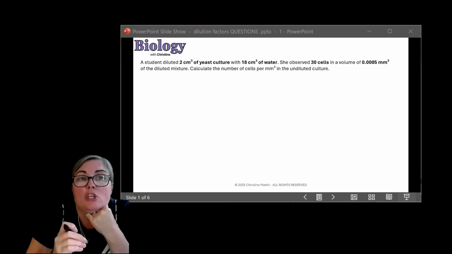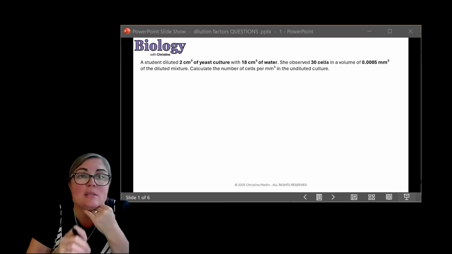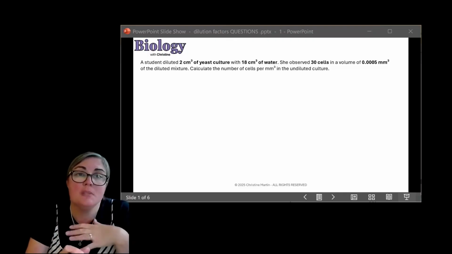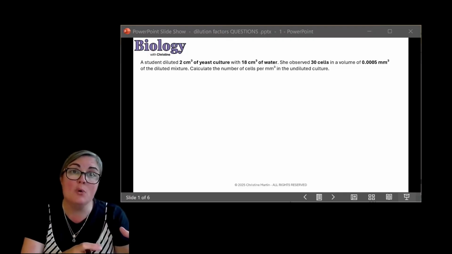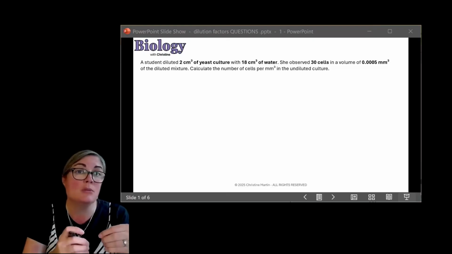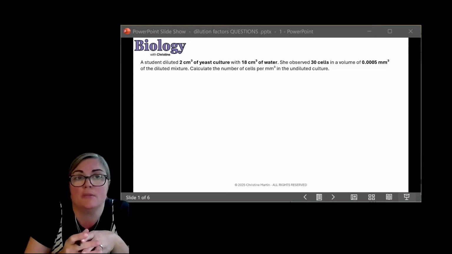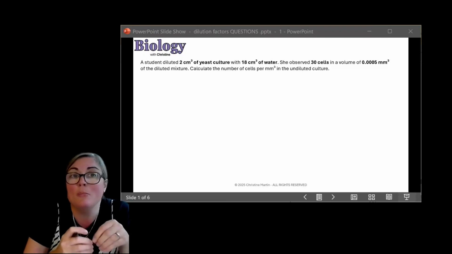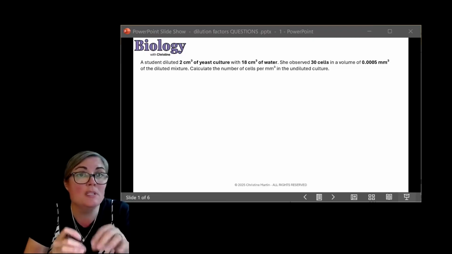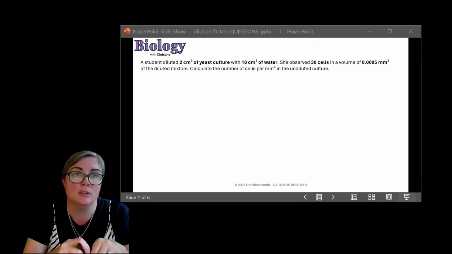A student diluted 2 centimeters cubed of yeast culture with 18 centimeters cubed of water. She observed 30 cells in a volume of 0.0005 millimeters cubed of the diluted mixture. You need to calculate the number of cells per millimeter cubed in the undiluted culture.